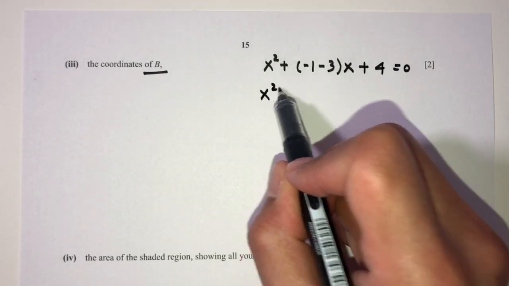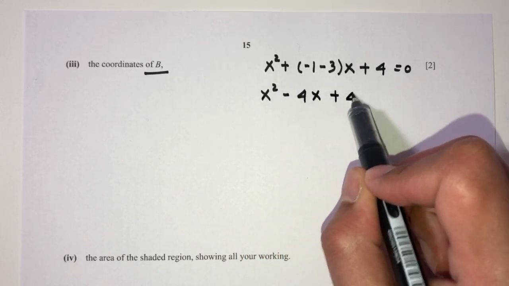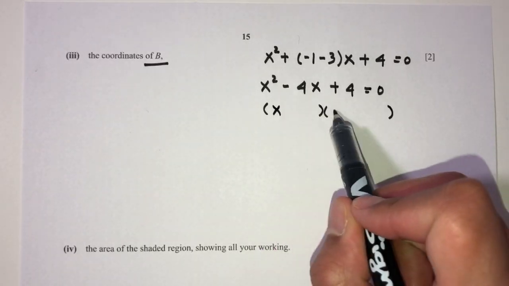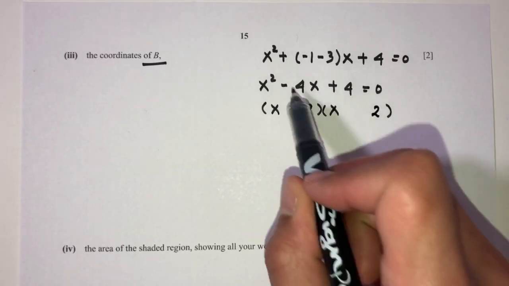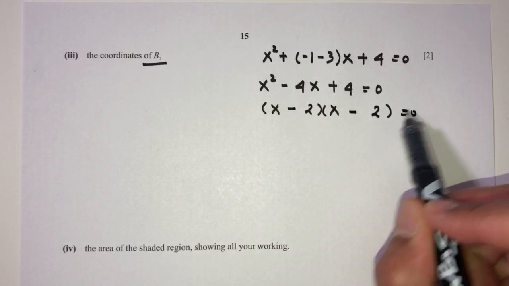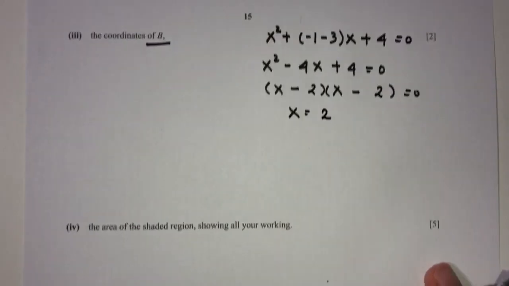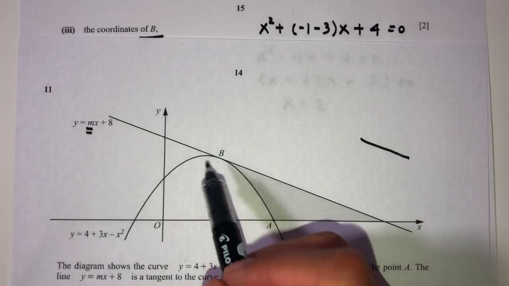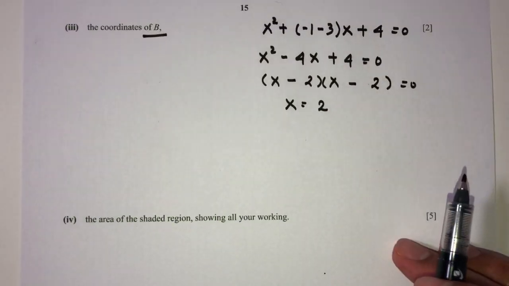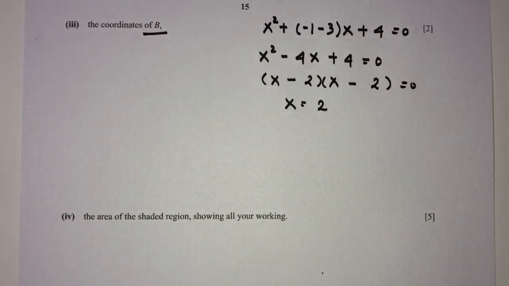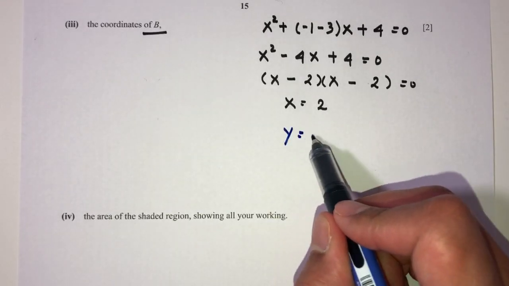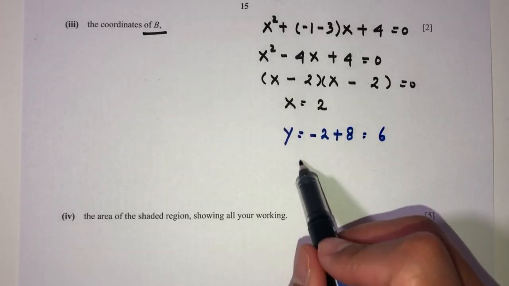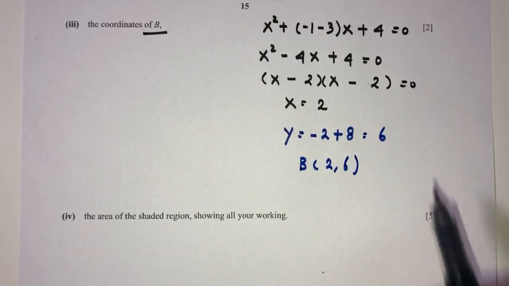That will be x squared minus 4x plus 4 is 0. Now we can factorize. That will be x times x. 4 is 2 times 2. To get minus 4, we have to have minus minus. X has to be the value of 2. So since we have the x value here, we also have to find the y value. So the y value, we place back in the equation of the tangent, which is y equals minus x plus 8, so minus 2 plus 8. That will be 6. So b will be (2, 6).